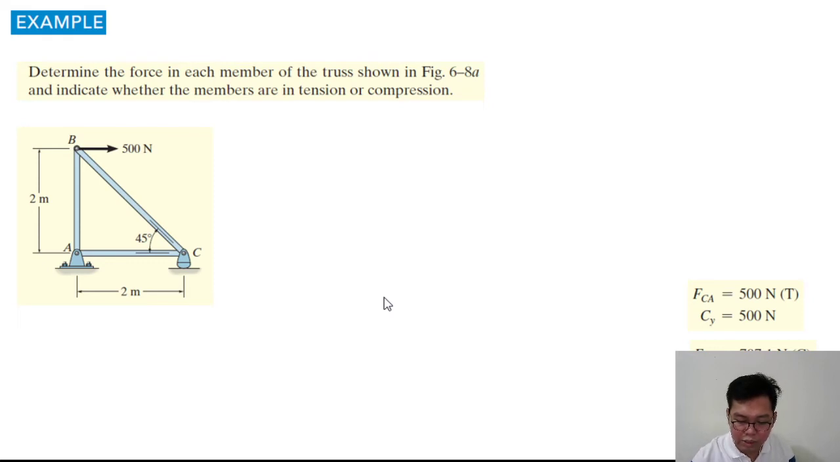Now, same pa din, basta tandaan nyo lang, always try to consider a joint na dalawa ang unknown. If tatlo ang unknown sa joint na yan, lipat ka sa ibang joint. Okay? Humanap ka ng joint na dalawa muna yung unknown. Tapos, doon ka magsimula. And then, yun nga, domino effect na. After nyan, yung katabi. Ganon. Okay, until such time, you can actually solve all the bar forces doon. Okay? So, yan for the method of joints.